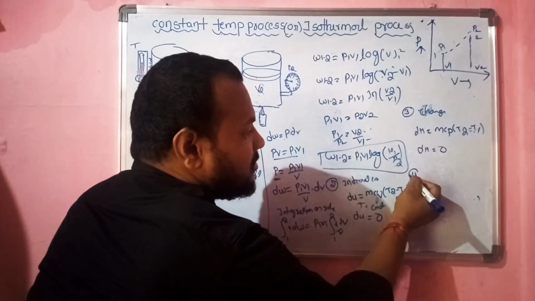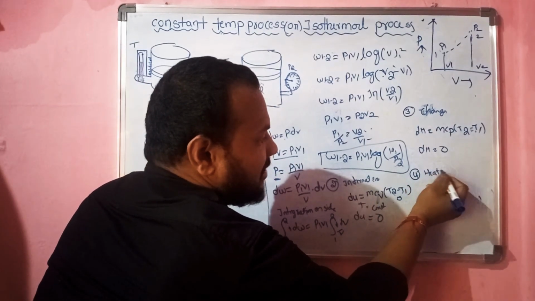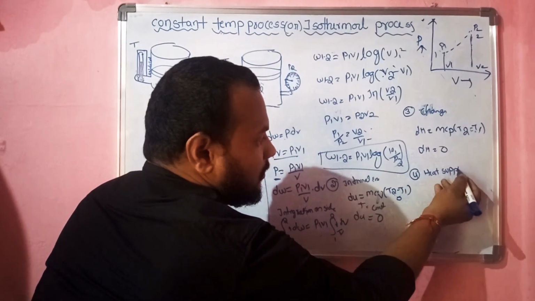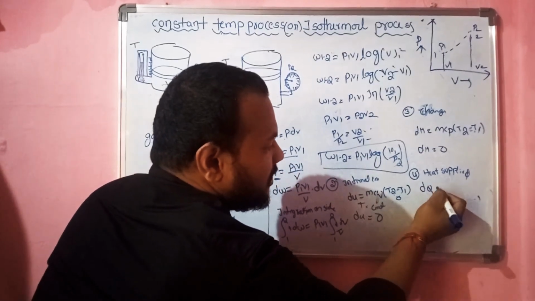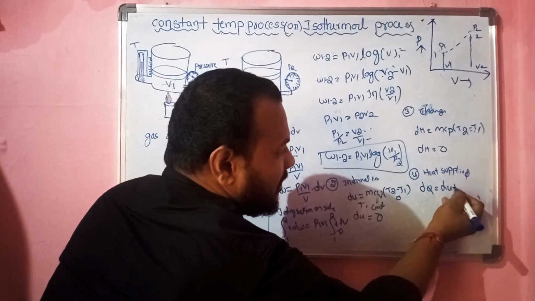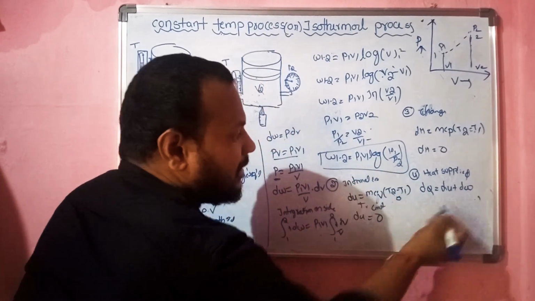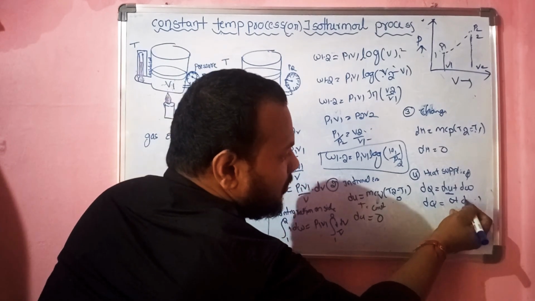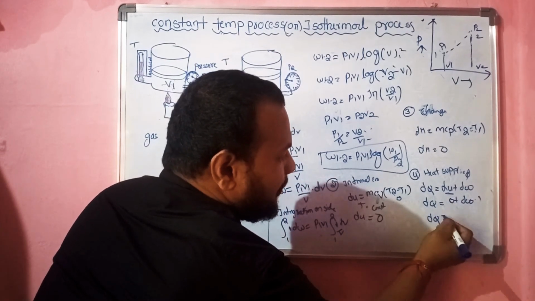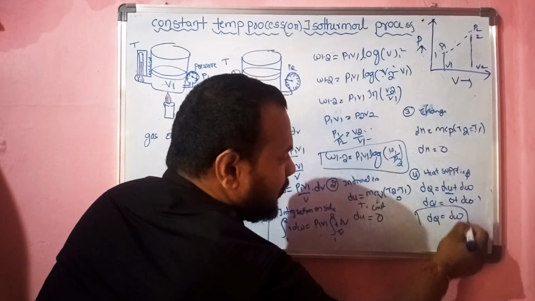And the fourth one is heat supply. Heat supplied means dQ is equal to the sum of the internal energy plus work done. But the internal energy is 0, so dQ is equal to 0 plus dW. So the heat supplied is equal to the work done.